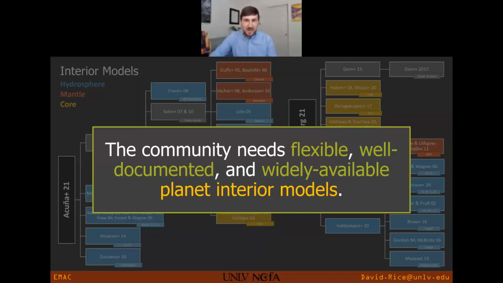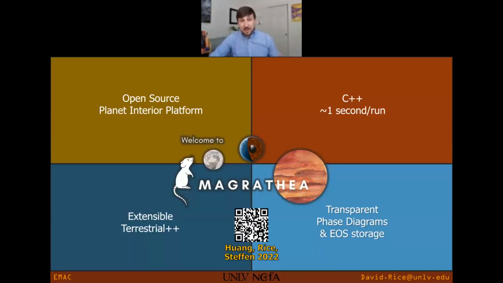So welcome to MAGRATHEA. MAGRATHEA is our open source planet interior platform hosted on GitHub. It's written in C++, takes about 1 second to run a planet. It's fully extensible, so as long as the equations behave, we'll give you what your planet might be, what might be happening inside of your planet. But the equations are best behaved for terrestrial planets. And we'll be talking about how it's really transparent for phase diagrams and equations of state storage.